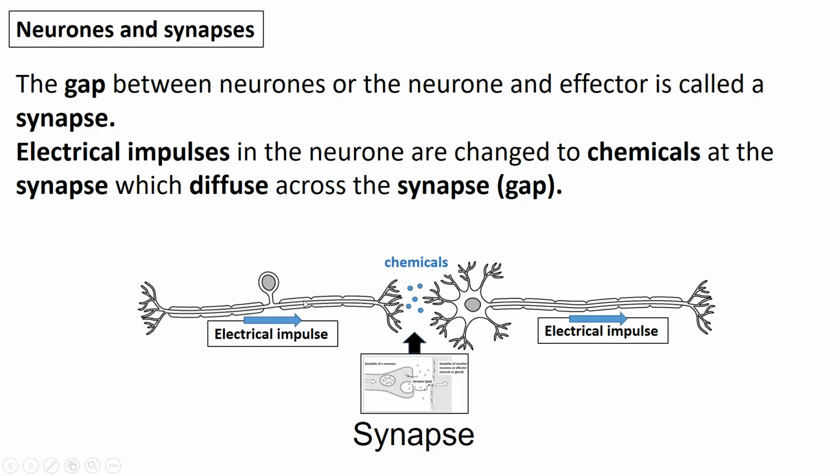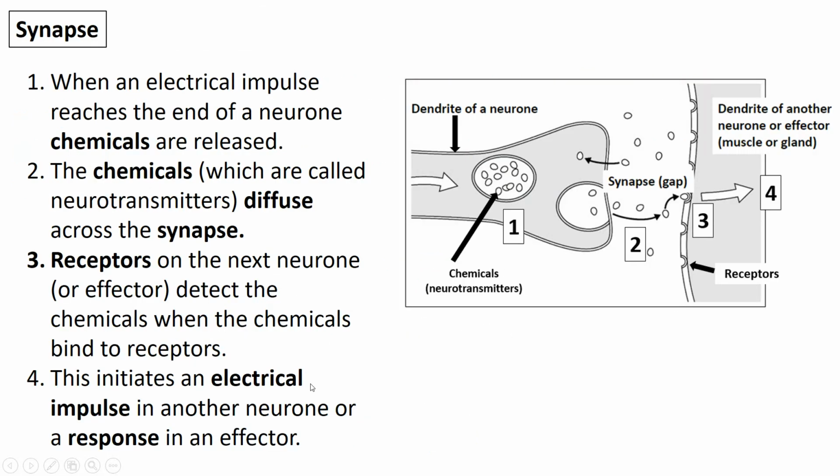So we can't have electrical impulses going across the gaps because obviously we've got a lot of liquid in our body, mainly water, which will then take the electrical impulse away. So the water will conduct the electrical impulse away. So we need a different mechanism at our synapses. So let's have a closer look at the actual synapse.